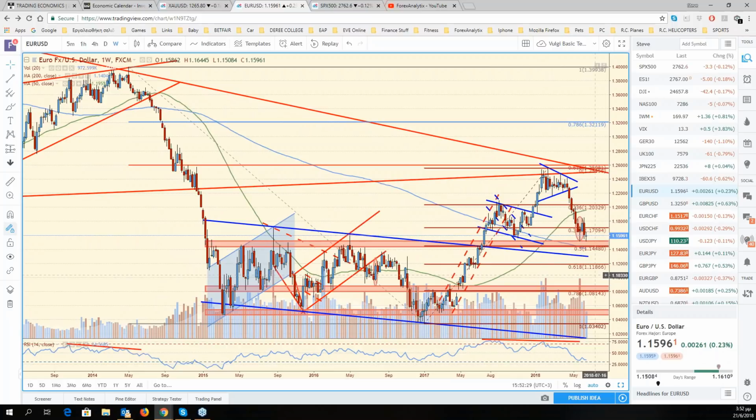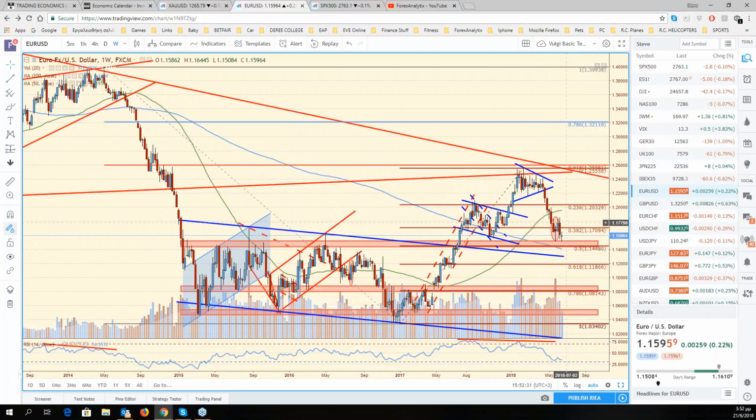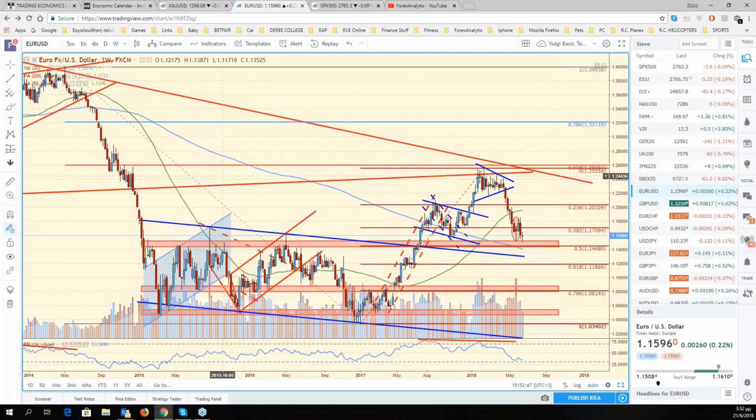Speaking of which, we're currently on the weekly. You can see where we're stalling so far on the weekly. You see how important this area of support is. So maybe it puts in a right shoulder up at 120. Something like this here, and then you can have a head and shoulders formation, breaking down.